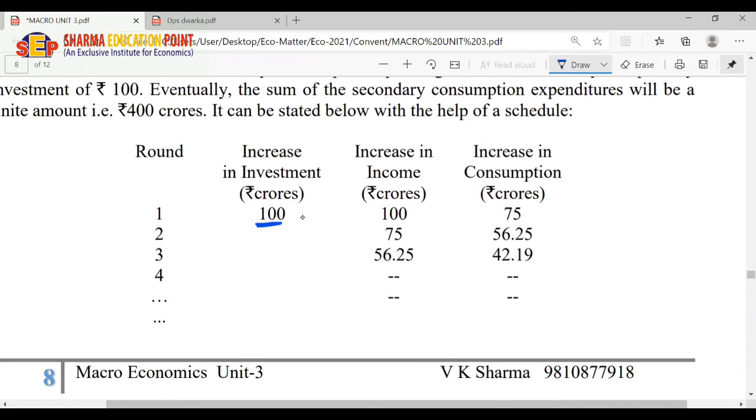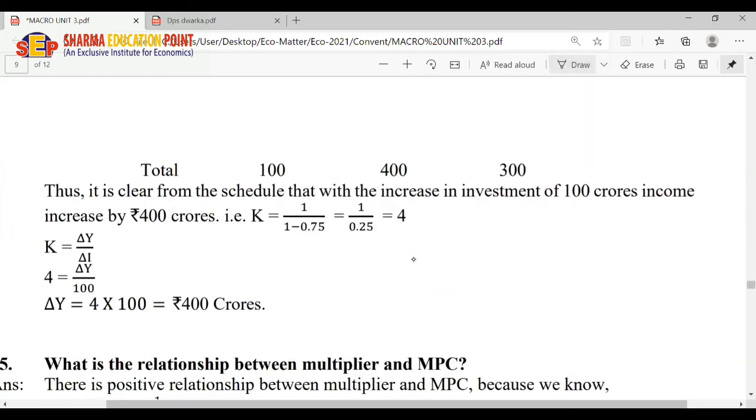So this 100 results in an increase of 100 in income, and from this 100, 75 is spent on consumption. Now this consumption will turn into the income of another person. This person now consumes 56.25. Now this changes into the income of another one. So this process continues, and this is called the working process. Now we will get it by formula.